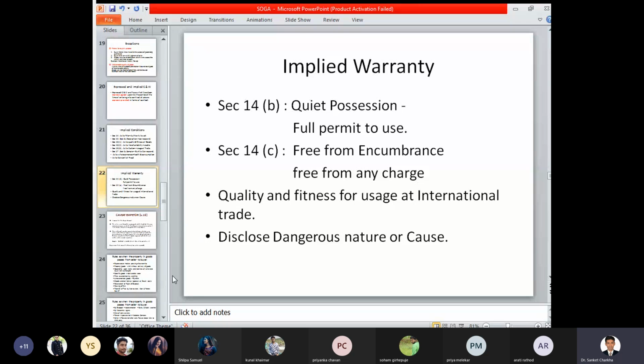On certain products, what do you find? Keep away from the reach of children. Certain types of products which are harmful for children must be kept away, and a certain notice or warning must be given to the users of that product. So in this way, we complete the session on condition and warranty as of today.